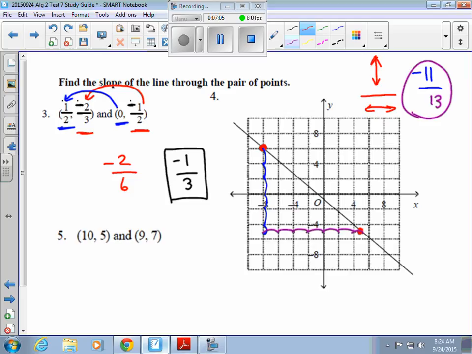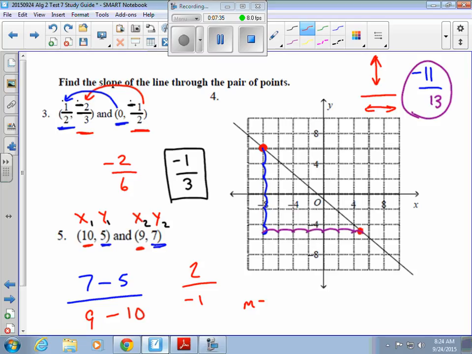Your m is y sub 2 minus y sub 1. This is your x, this is your y. This is your x, this is your y. This is point 1, so it's sub 1. This is point 2, so it's sub 2. M is equal to y sub 2, that's this one, minus y sub 1, that's this one, over x sub 2, that's this one, minus x sub 1, that's this one. 7 minus 5 is 2. 9 minus 10 is negative 1. So your slope for this one is negative 2 over 1, which is simply negative 2.